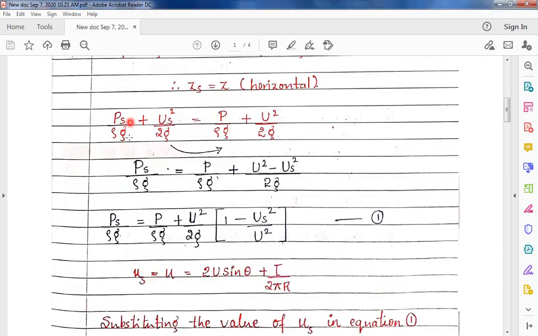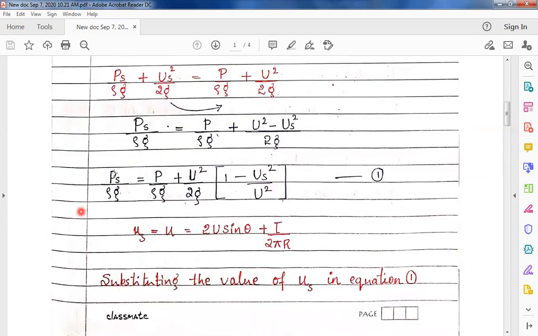So Ps by rho g plus us square by 2g is equal to P by rho g plus u square by 2g. In the next step, take this us square by 2g to the right hand side. Then the remaining part on the left hand side is Ps by rho g is equal to P by rho g plus u square minus us square by 2g.